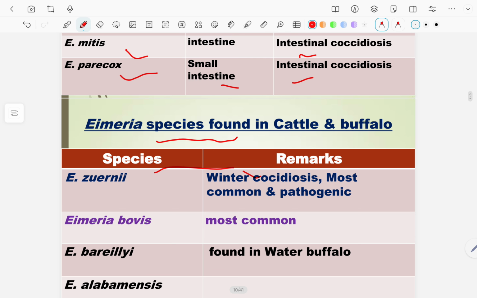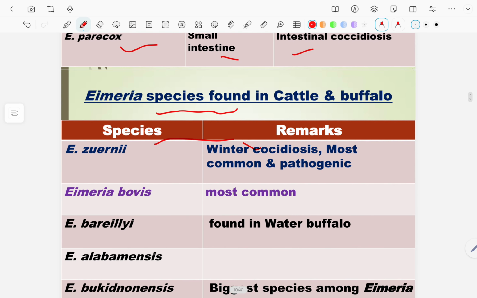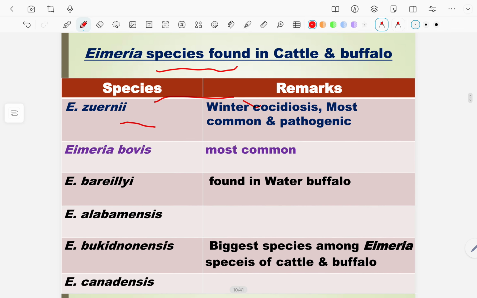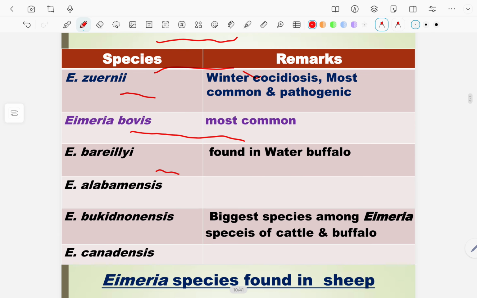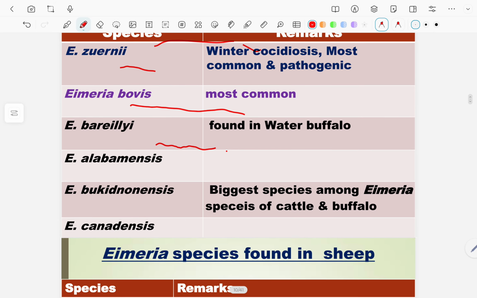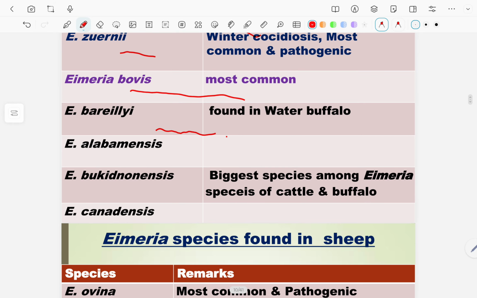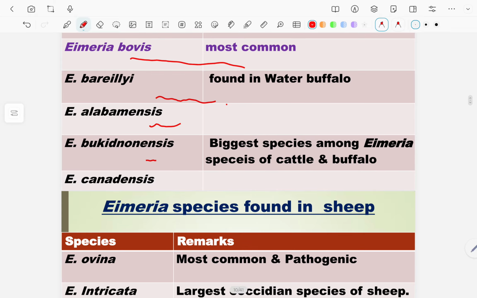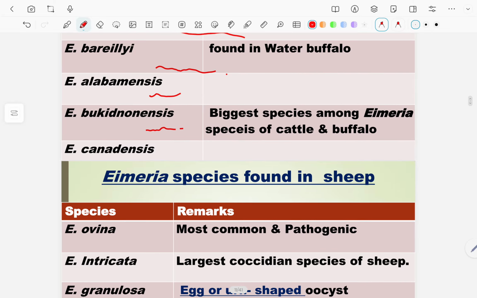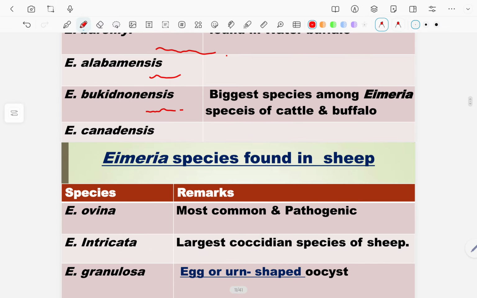Eimeria species found in cattle and buffalo. Species and remark. Eimeria zuernii, winter coccidiosis, most common and pathogenic. Eimeria bovis, most common. Eimeria bareillyi, found in water buffalo. Eimeria alabamensis. E. bukidnonensis, the biggest species among Eimeria species of cattle and buffalo. Eimeria canadensis.